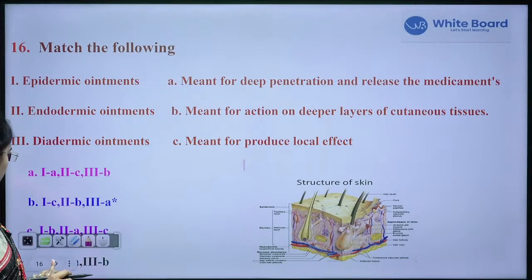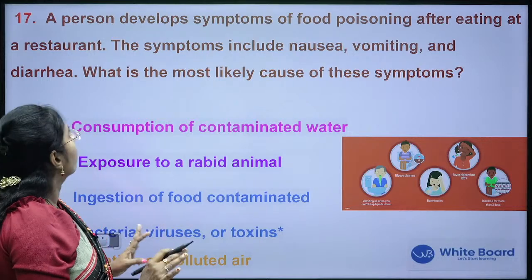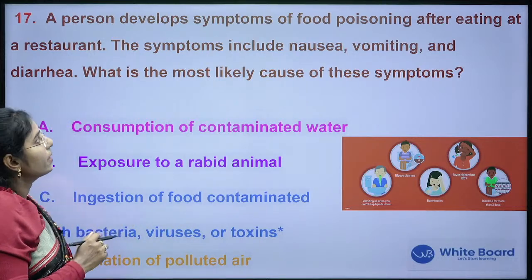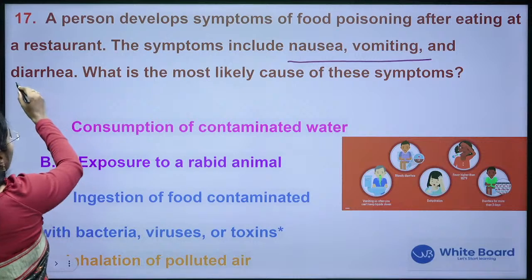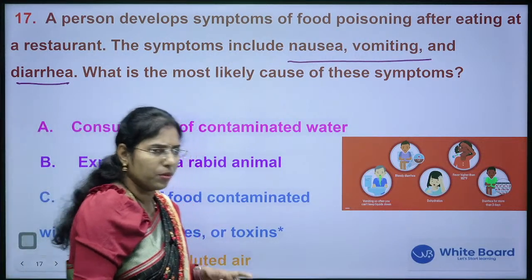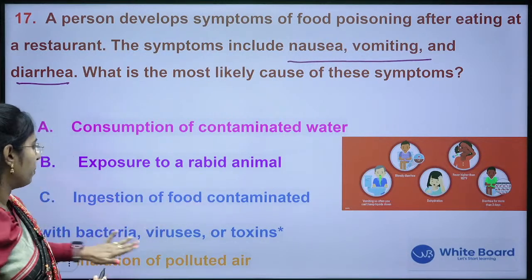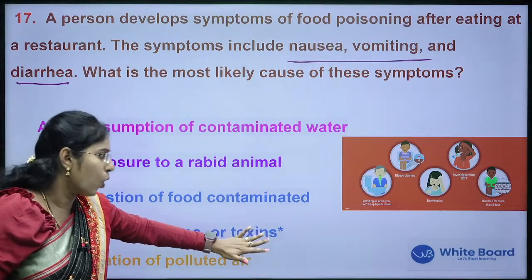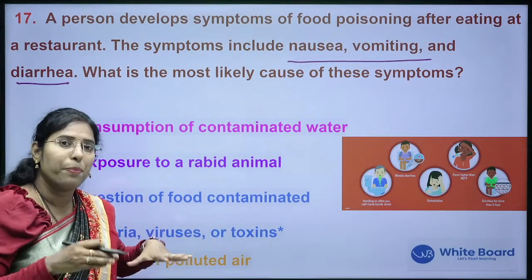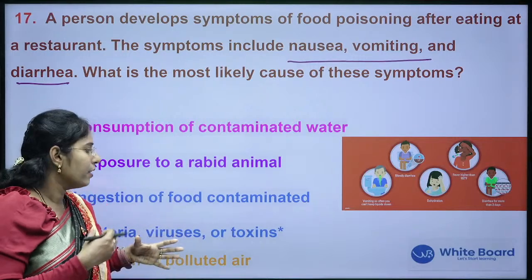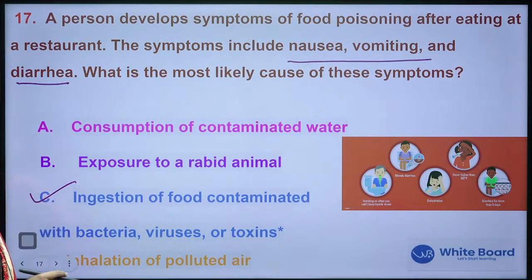So, coming to the next question. A person develops the symptoms of food poisoning after eating at a restaurant. The symptoms include nausea, vomiting and diarrhea. What is the most likely cause of these symptoms? It is a general symptom. Generally, ingestion of food contaminated with bacteria, viruses or toxins. These toxins are mainly responsible for elimination of water from our body. They prevent absorption of the electrolytes from the intestine. Therefore, it causes diarrhea, vomiting and nausea. So, option C is the correct answer for this one.